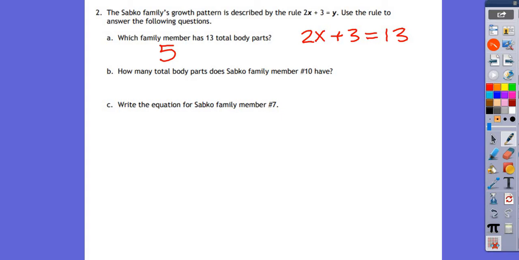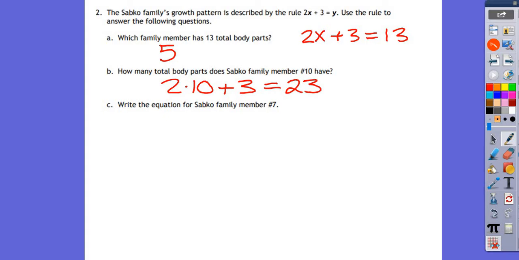It says how many total body parts does the 10th member have? How do I find that? Am I plugging 10 in for X or Y? Family member number, X or Y? X, so 2 times 10 plus 3. What does that equal? 23. So he has 23 body parts.